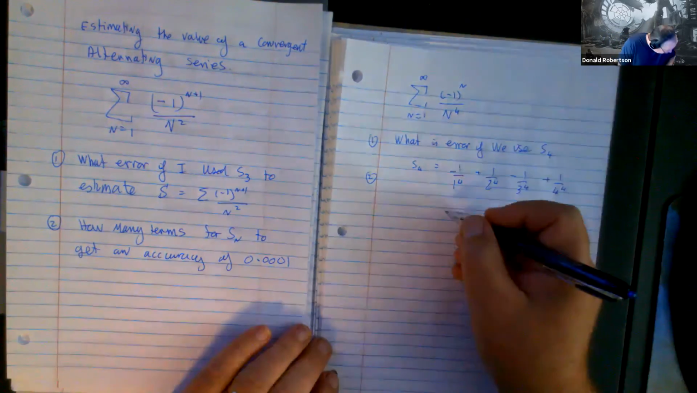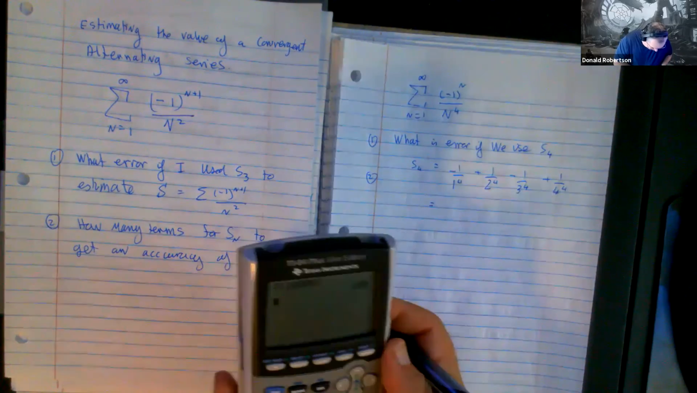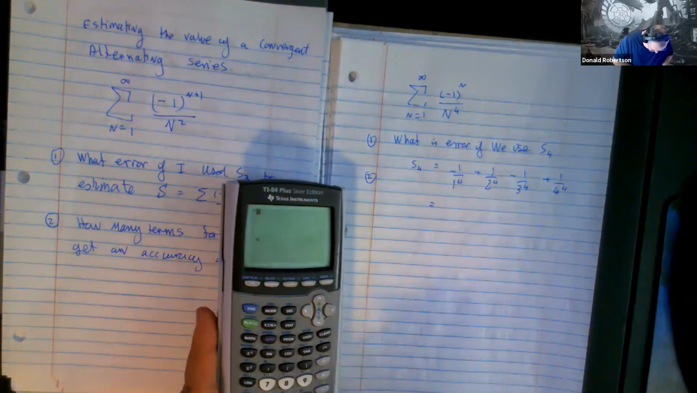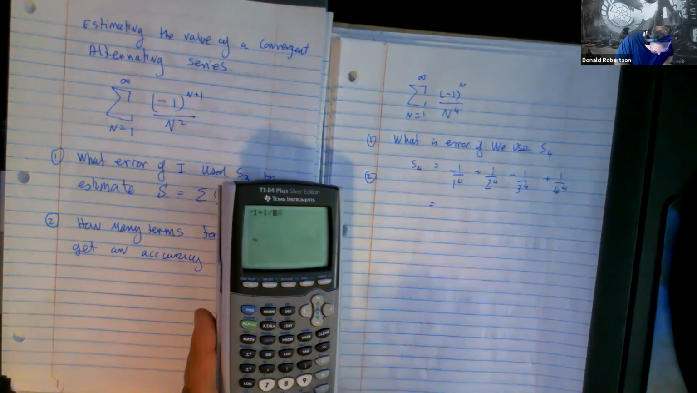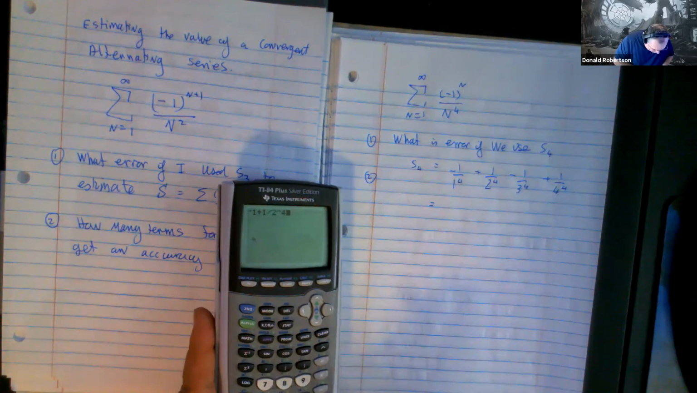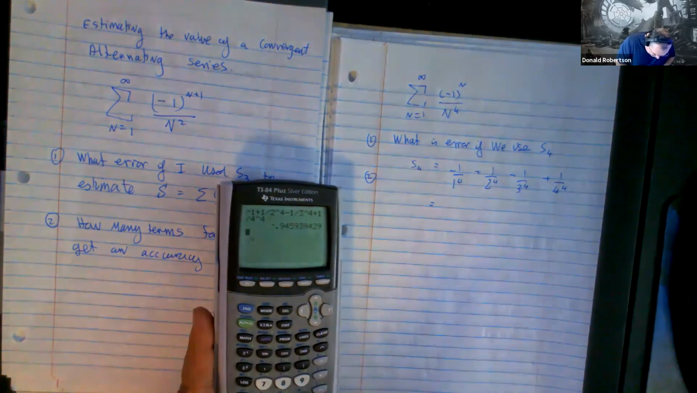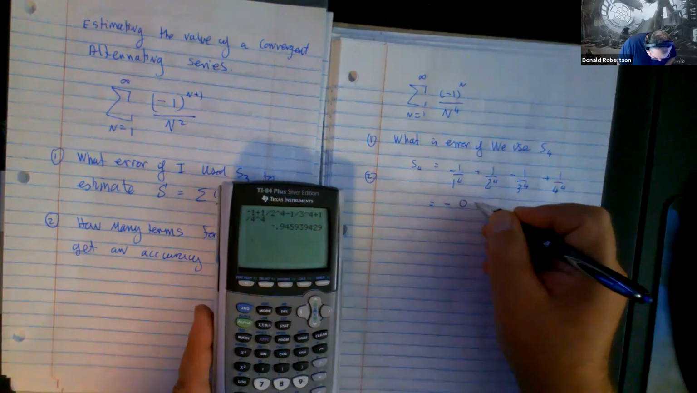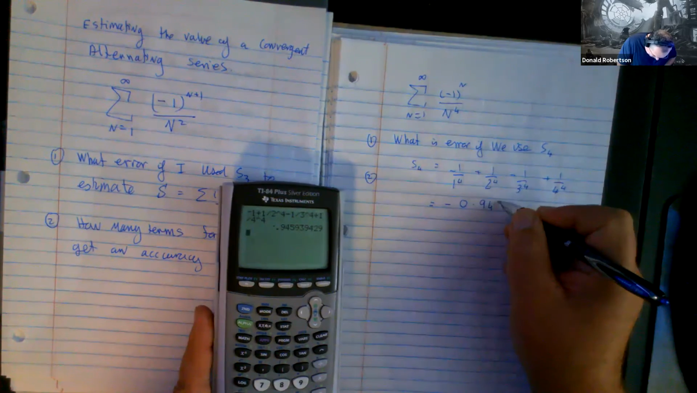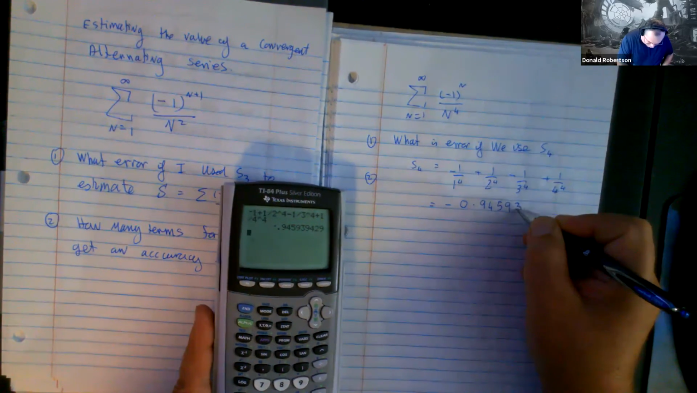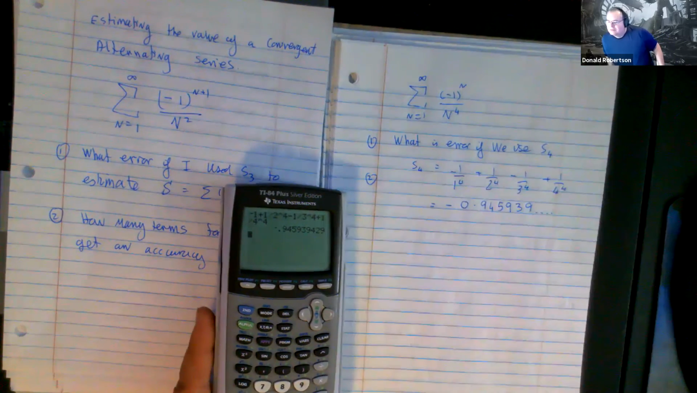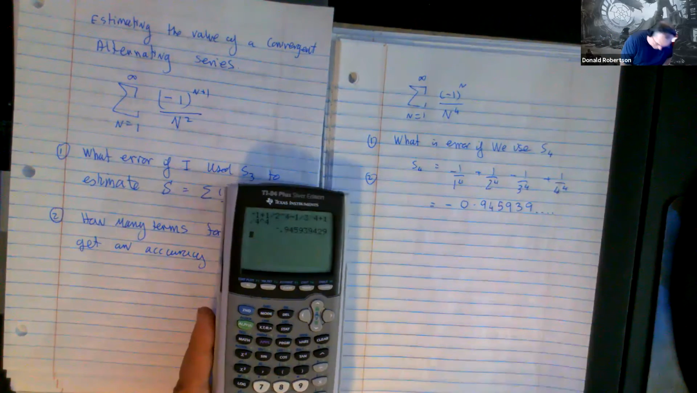And this is why we have calculators. So it's going to be negative 1 plus 1 divided by 2 to the power of 4. Take away 1 divided by 3 to the power of 4. Don't be surprised that this answer is going to be negative. Plus 1 divided by 4 to the power of 4. And the answer I get is negative 0.945939. That's probably overkill, would you agree?